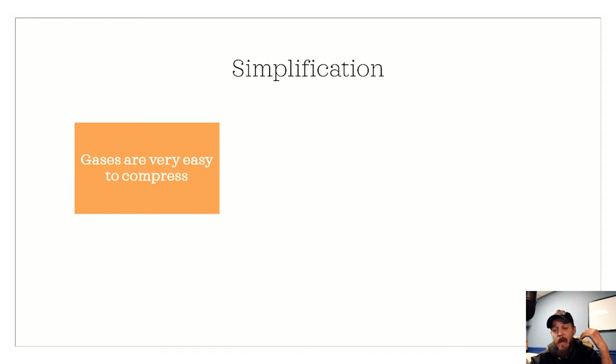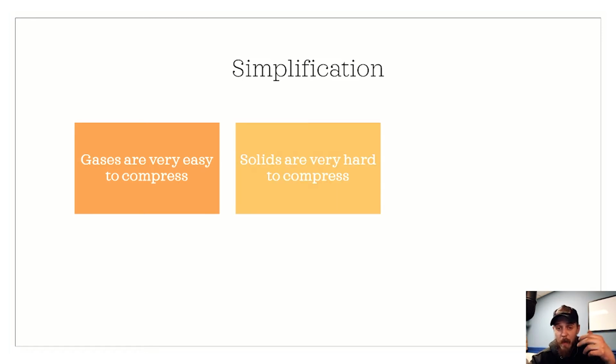Simplification again. Gases, super easy to compress. That's how internal combustion engines work. We know we can compress gases. That's why we have compression ratios. We've got 9.5 to 1. We've got 24.5 to 1. We've got 16.5 to 1. Whatever it may be, we can compress gases. Refrigerant systems, we're compressing gases. We know how they react. We know what's going to happen, and we know we can compress those gases with very little effort.